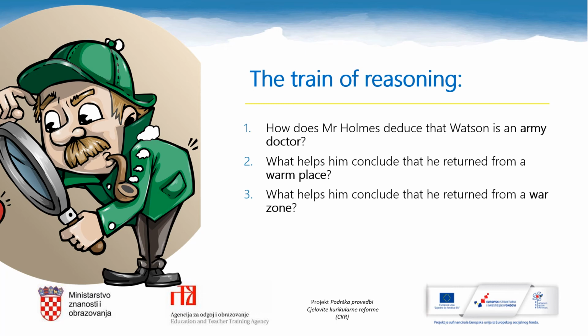And that's his train of reasoning, the way he makes his conclusions, the way he deduces from his observations. Please stop for a moment and think, can you explain in your own words and answer these 3 questions? If you can't, go back to the text. How does Mr. Holmes deduce that Watson is an army doctor? What helps him conclude that he returned from a warm place? What helps him conclude that he returned from a war zone?